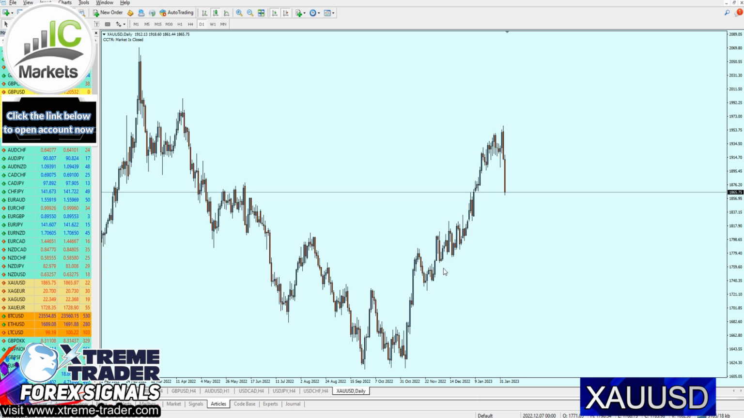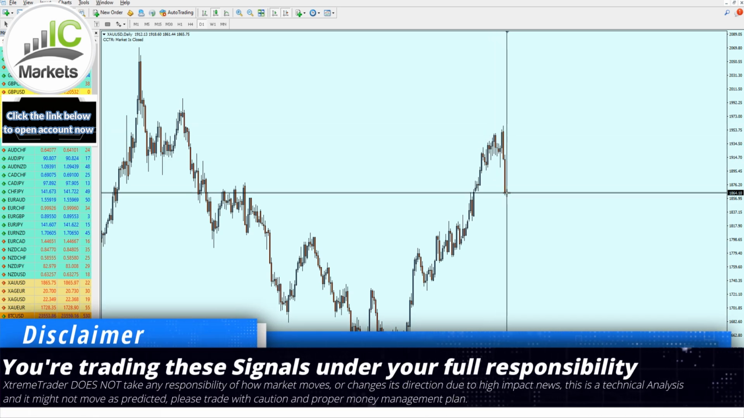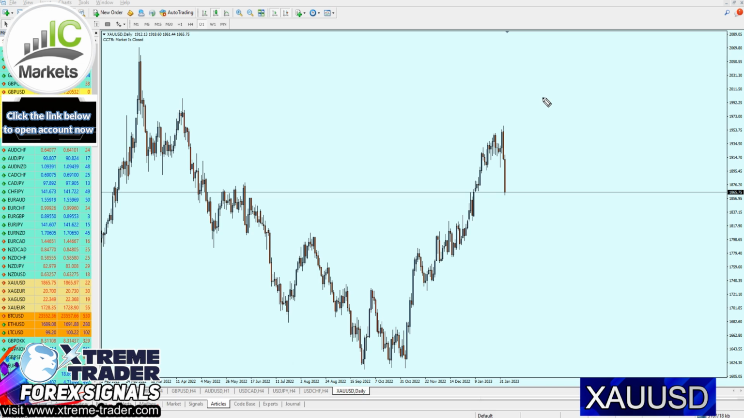The gold has been so much overbought right here, and actually it reached the maximum of 1959, and I think that was the maximum at all before it finally reversed and fell back to 1864. As I'm telling you always, the golden rule for the gold: if we are above 1900, we buy. If we are below 1900, we sell, and vice versa.